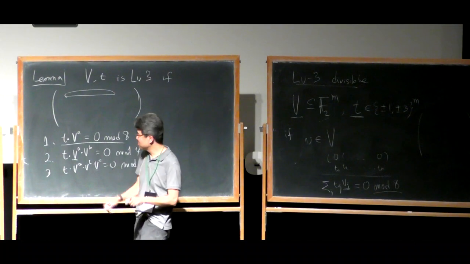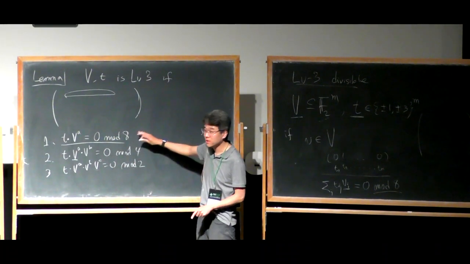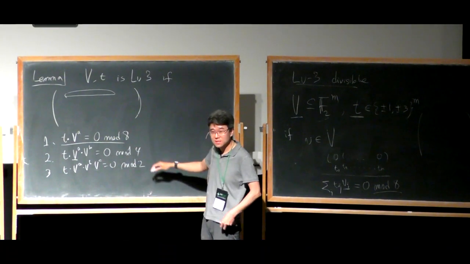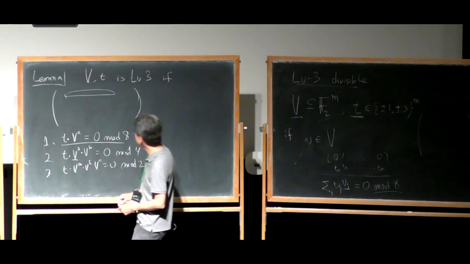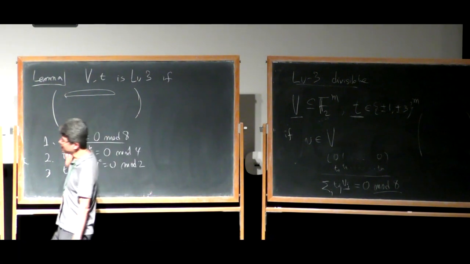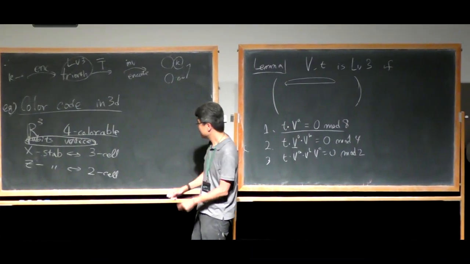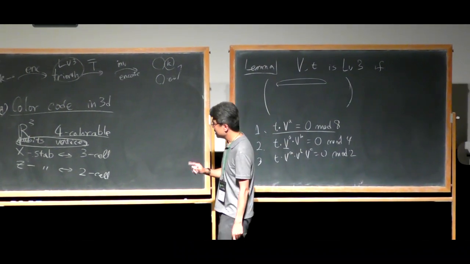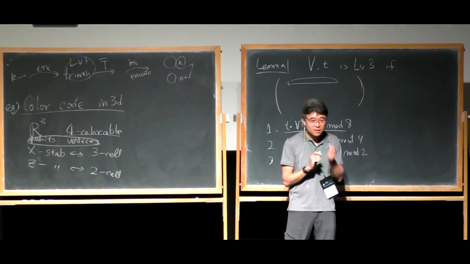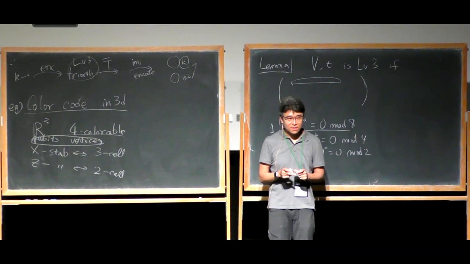In the lecture notes, there is a calculation to show why this is the case. So let's apply this criterion to this 3D color code. First thing, we have to find the T. How do you define the T?